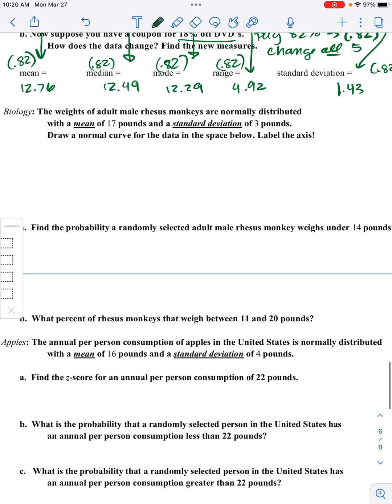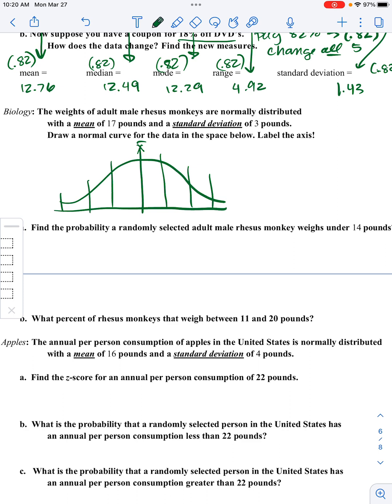Okay, so we have some monkeys here, normally distributed. We're supposed to be drawing a normal curve, so it looks something like that. The mean is in the middle, and then I need 1, 2, 3 lines, 1, 2, 3 lines. This is 1 standard deviation, 2, and 3. This is right smack dab in the middle. -1, -2, and -3. So this is where that pink card is going to start coming in handy.